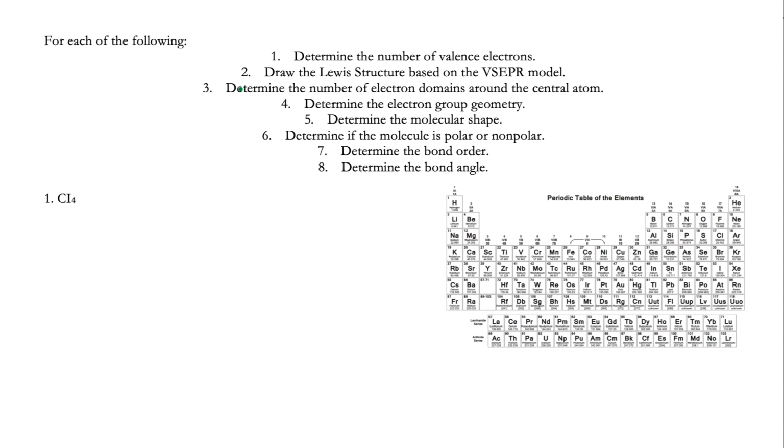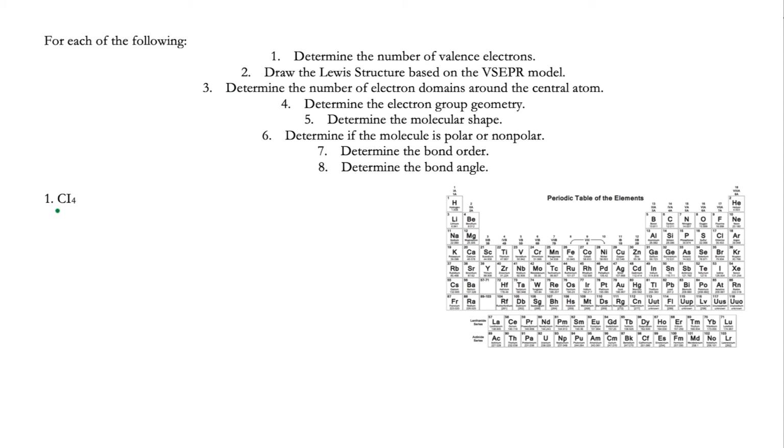All right, so I'm going to go through and we're going to review drawing the Lewis structure by using the VSEPR model, determining the number of electron domains, determining the electron group geometry, molecular shape, etc. All right, so let's look at this first problem here.